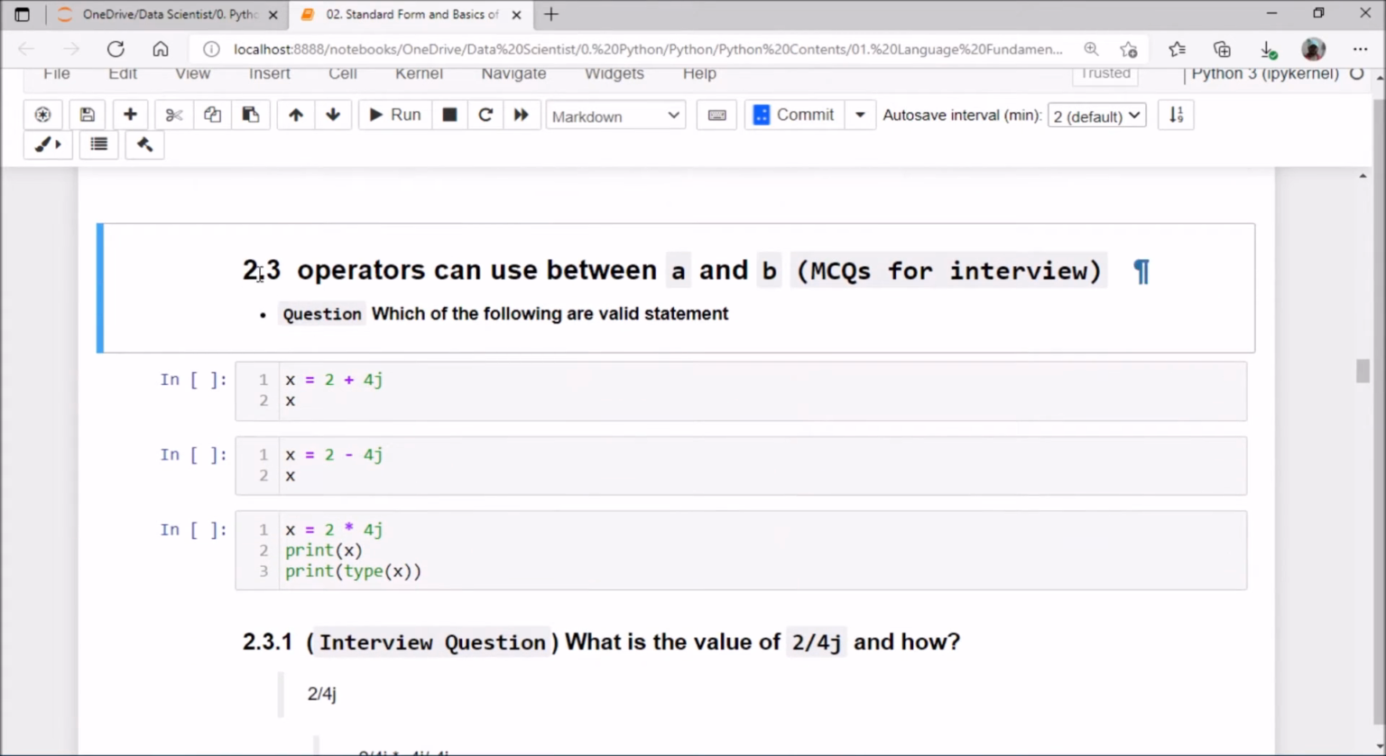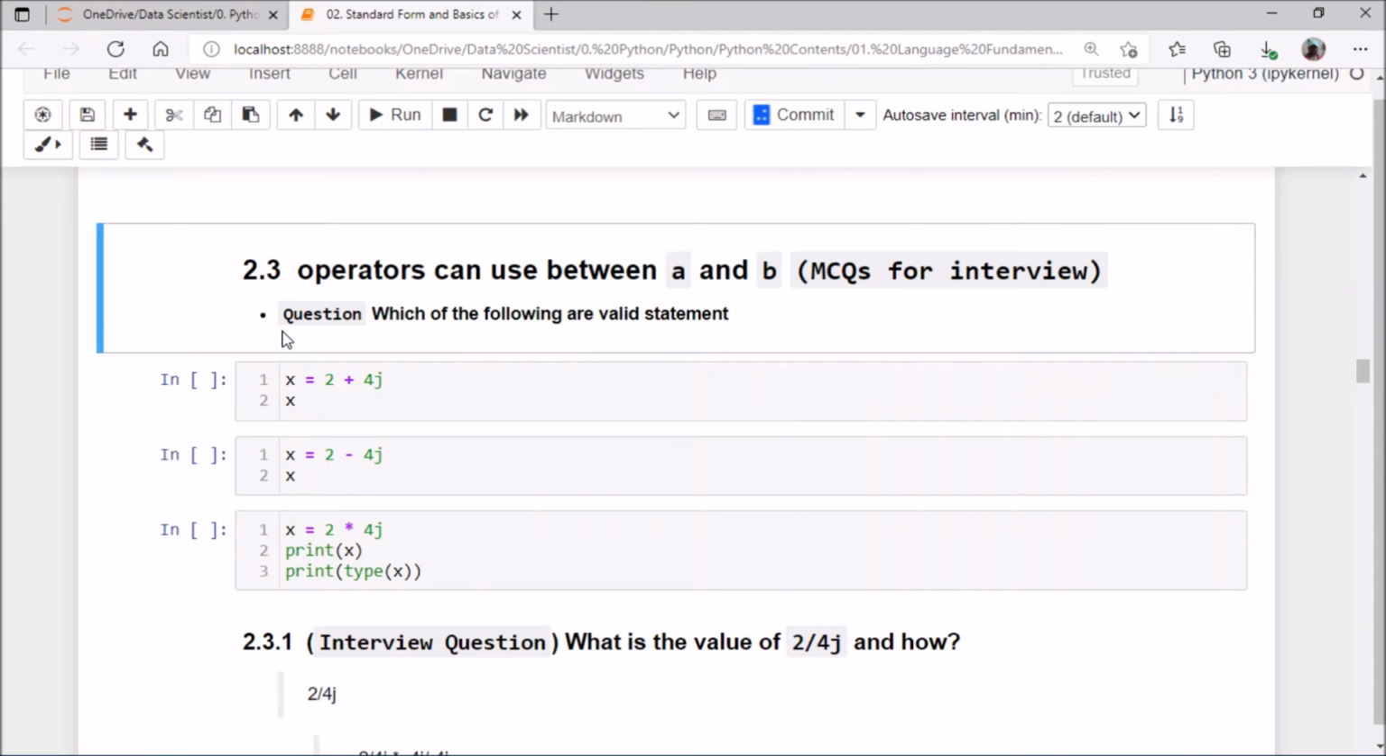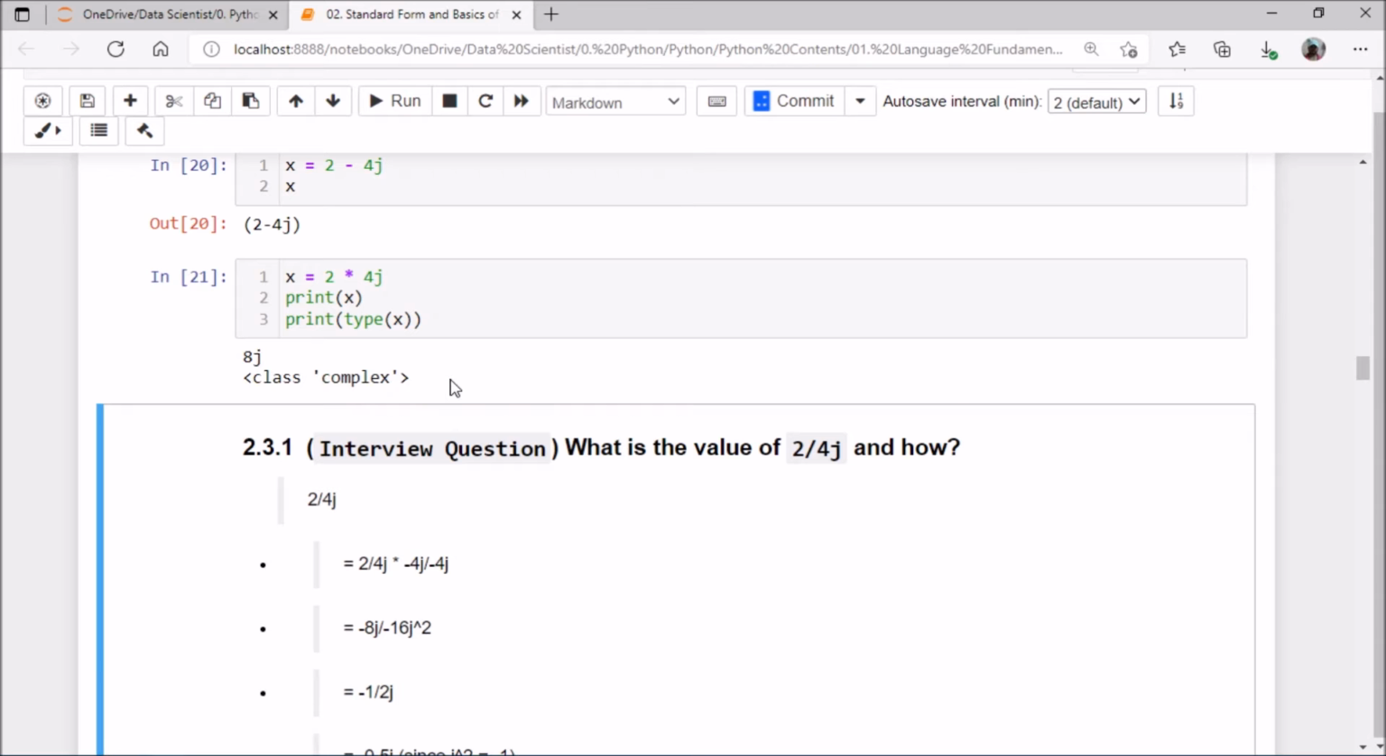And here the operators can be used between A and B. It can be a multiple-choice question in an interview kind of thing. So, which of the following are valid statements? The question is here: we can allow a space between A and plus, we can allow a space between plus and B, and also after B we can allow a space. Means this is valid, this is also valid, and this is also valid. Okay, let's see the answer. Which one is valid and which one is not valid? All are valid, you can see here.